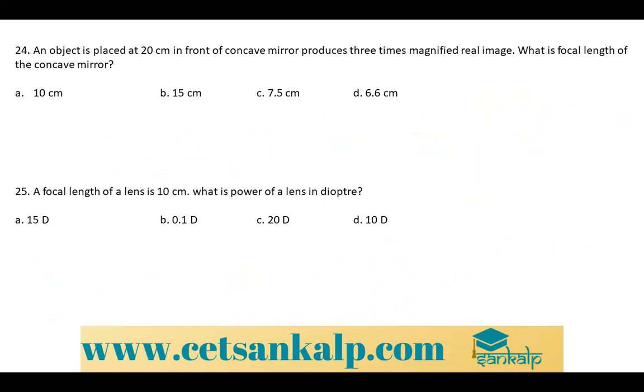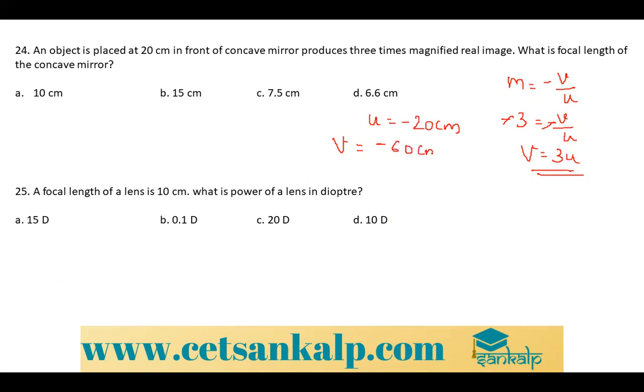An object is placed 20 centimeter in front of the concave mirror and produces a 3 times magnified real image. What is the focal length of the mirror? So you know that M is equal to minus V by U. So M is minus 3 is equal to minus V by U. So V is equal to 3U. Here U is equal to minus 20 centimeter. So V is equal to minus 3 into minus 20, which is minus 60 centimeter.